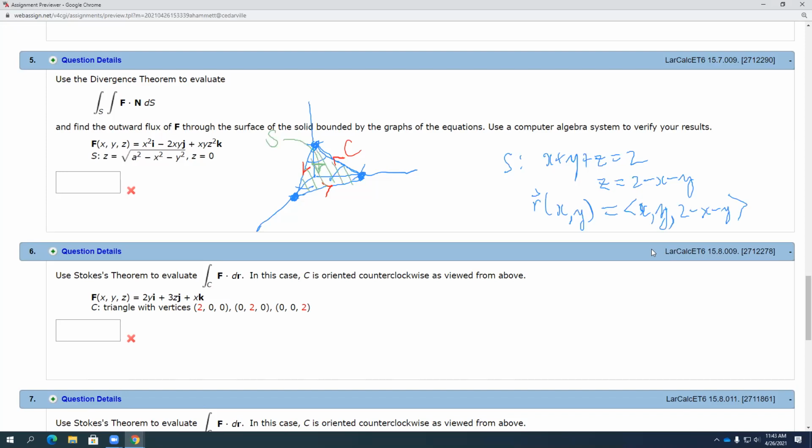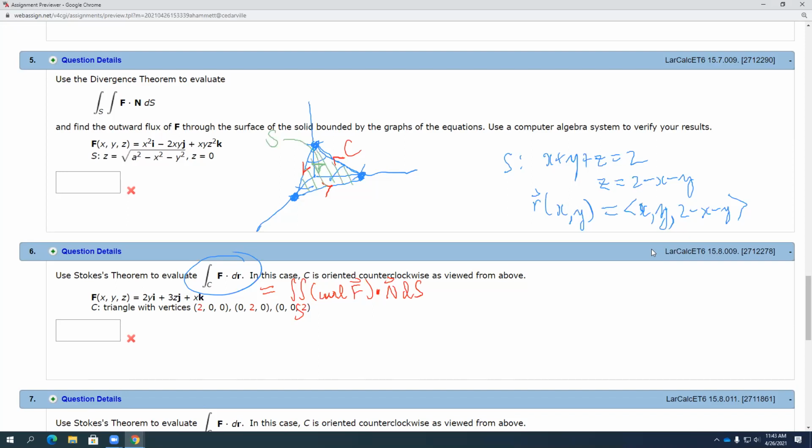How many curves would I have to split that? If I wanted to do this curve integral right here, how many curves would I have to split C into? 3. That's annoying. I have to do 3 separate curves. But if I use Stokes' theorem, which I am inclined to do, this is going to be the double integral over that surface, which that curve bounds, of the curl of F dotted with dS.